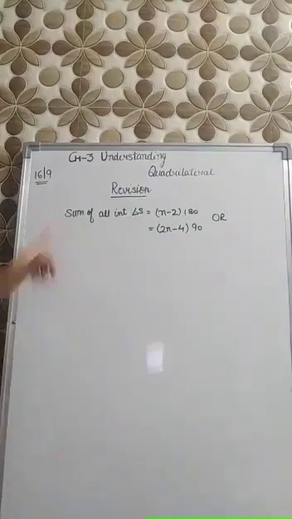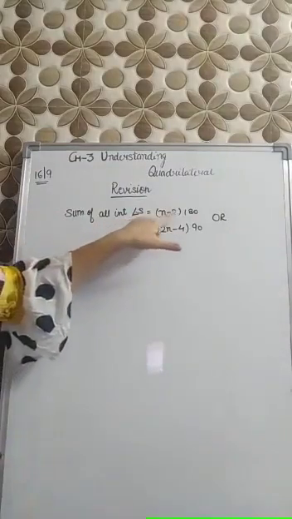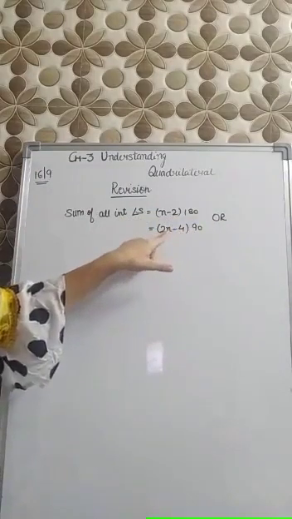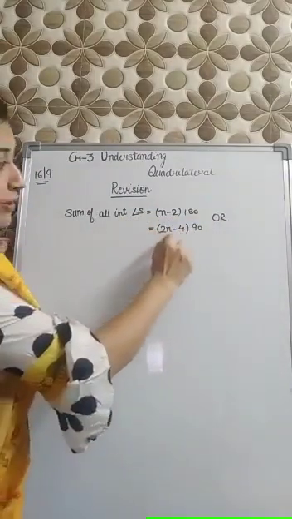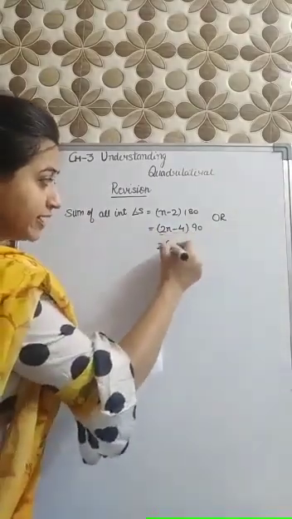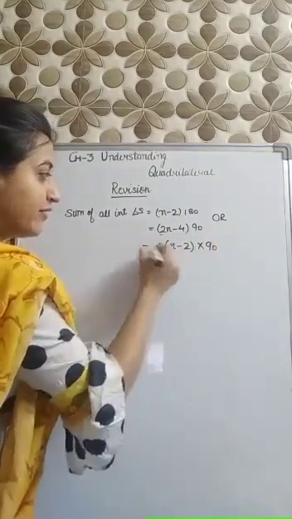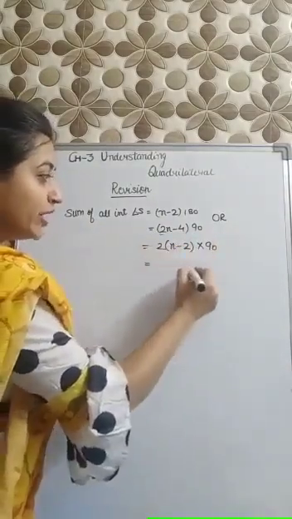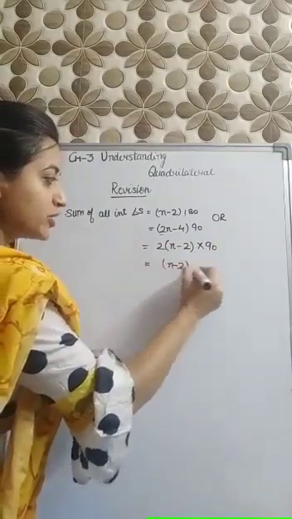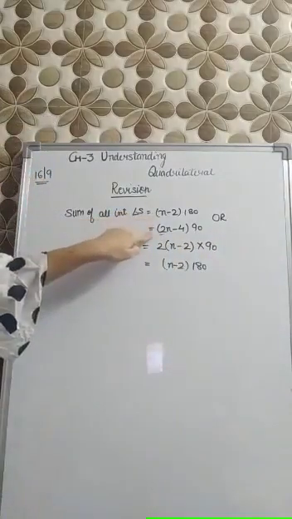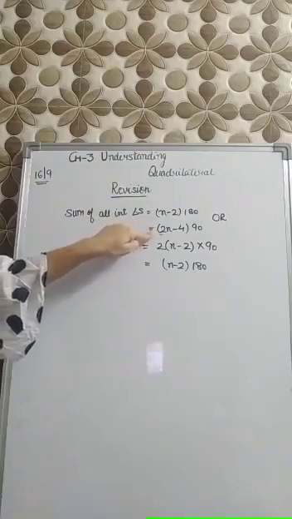Yes, the sum of all the interior angles is given by this formula, or we have one more formula. You can check this formula also, 2n minus 4. If you take 2 common from this bracket, you are left with (n minus 2) into 90. When you multiply 90 with 2, it will give you (n minus 2) into 180. So you can see that these two formulas are exactly the same, but the method is different.